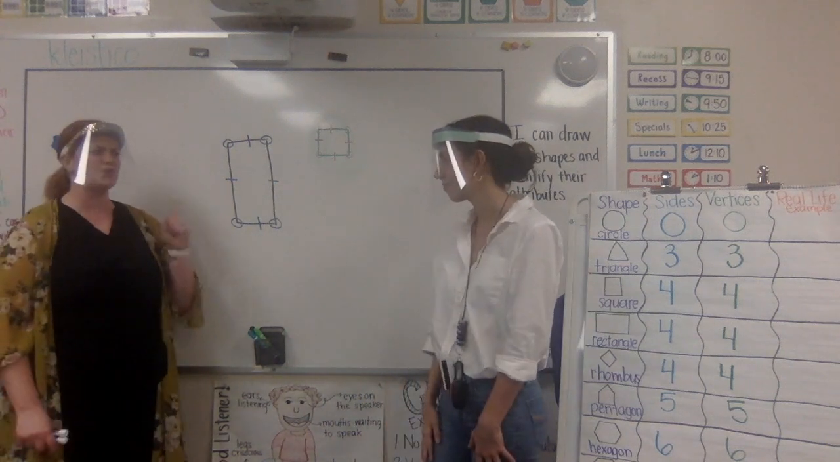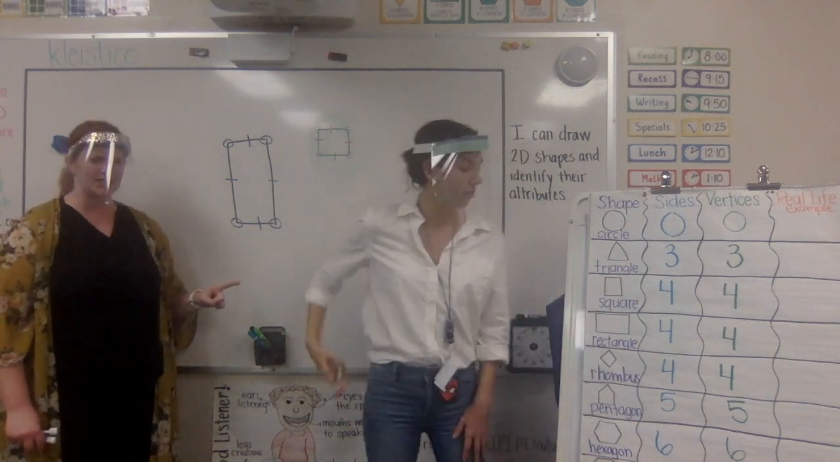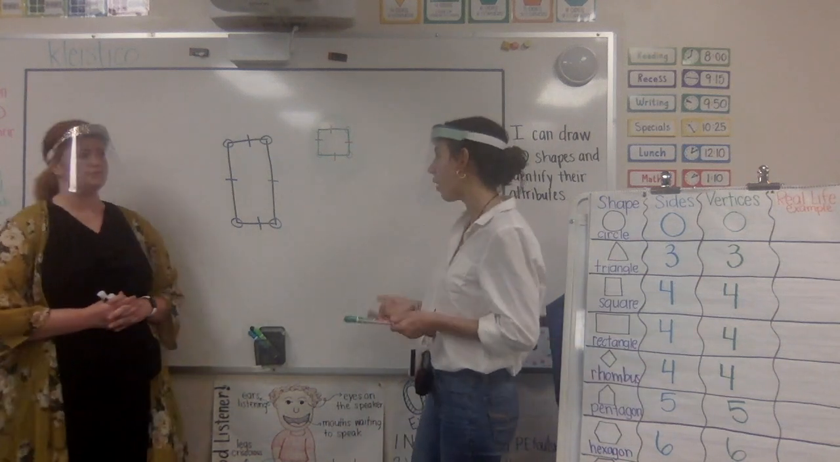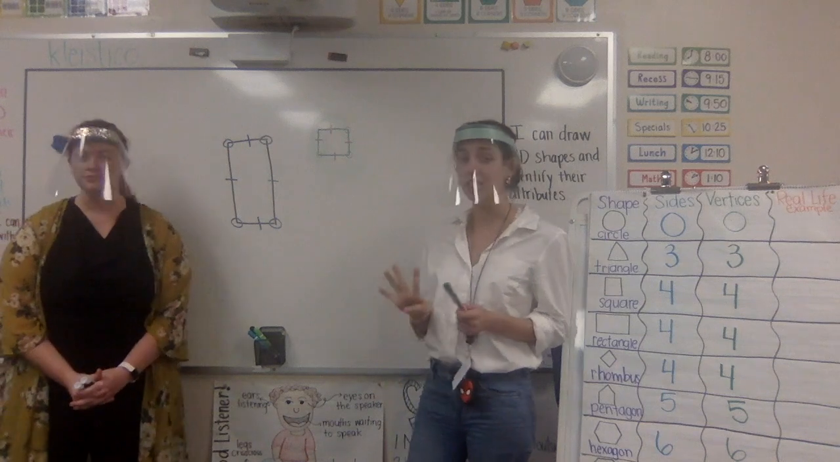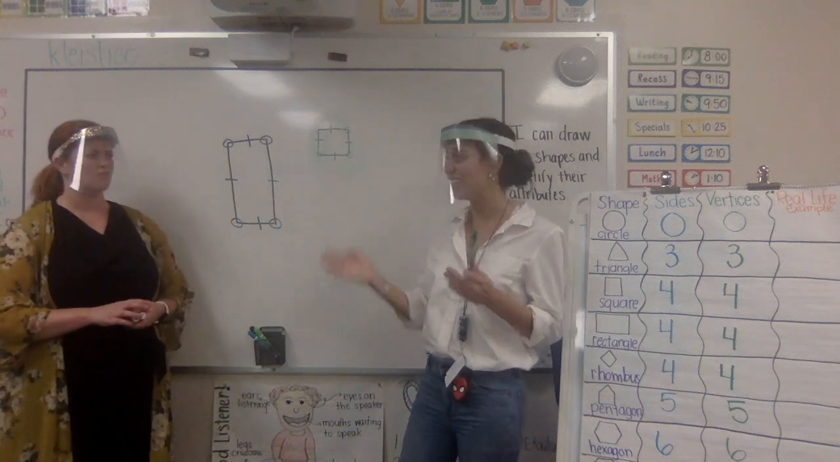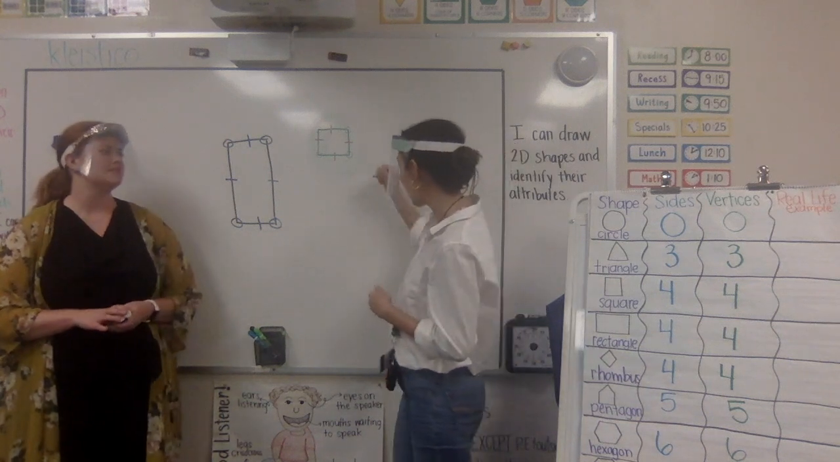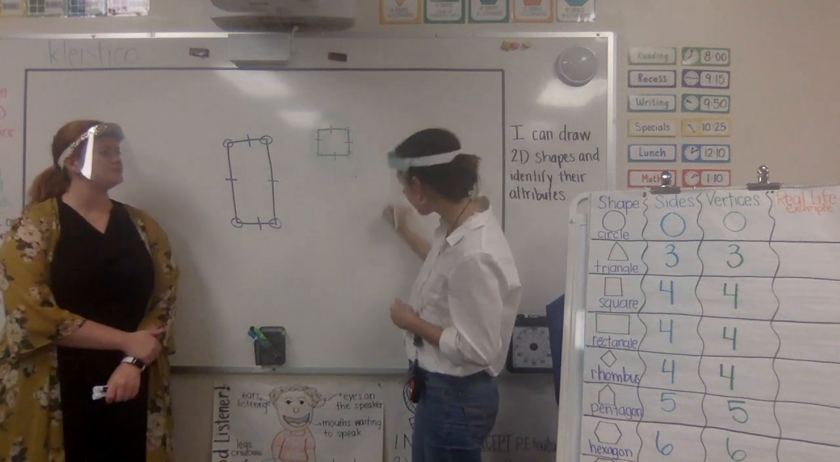Well, hang on. There's one more quadrilateral, isn't there, Miss Lestico? You're right. There's one more. It's a rhombus. So remember, a rhombus is our 4-sided shape that's kind of tilted or moved. So if I'm drawing a rhombus, I'm going to start with a little mark on the top.